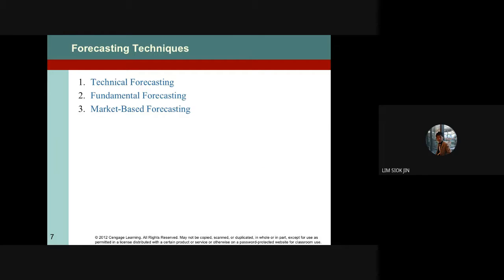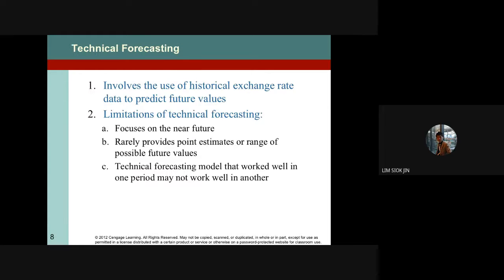So forecasting techniques involve a few methods. Either you can implement technical, fundamental, or market-based forecasting. So what are the differences? So technical forecasting, as you see the word technical, it always means looking at historical data to predict the future. Okay, when you see the word technical, it always uses historical data to predict the future.